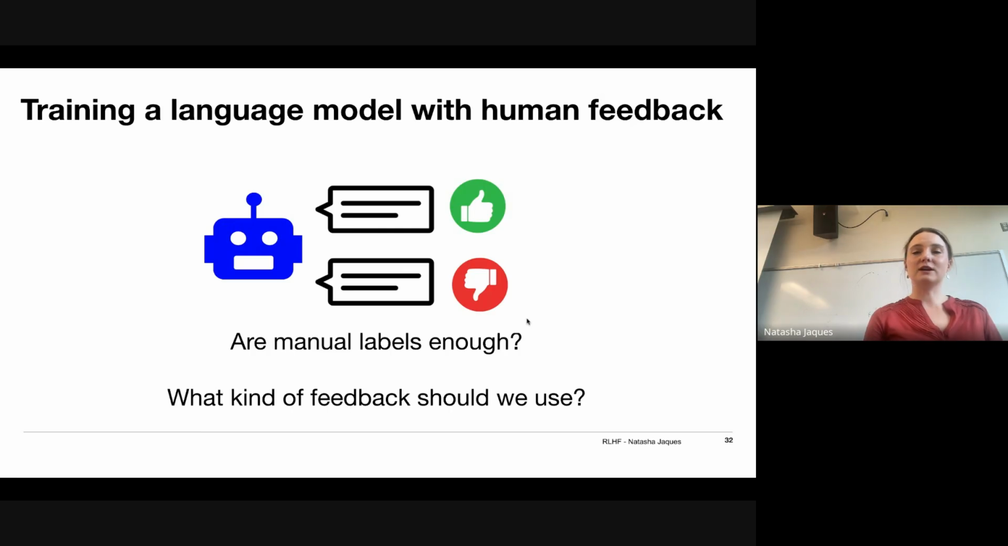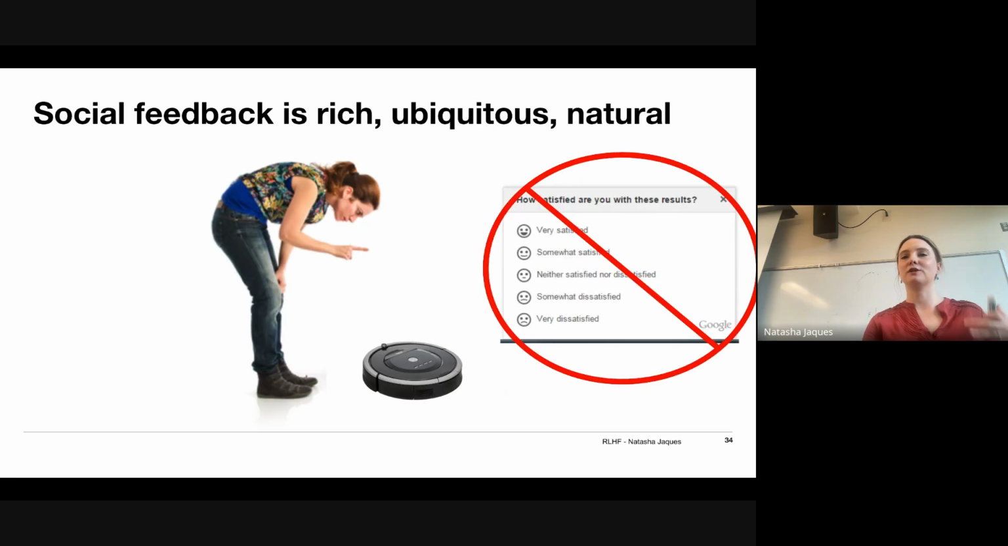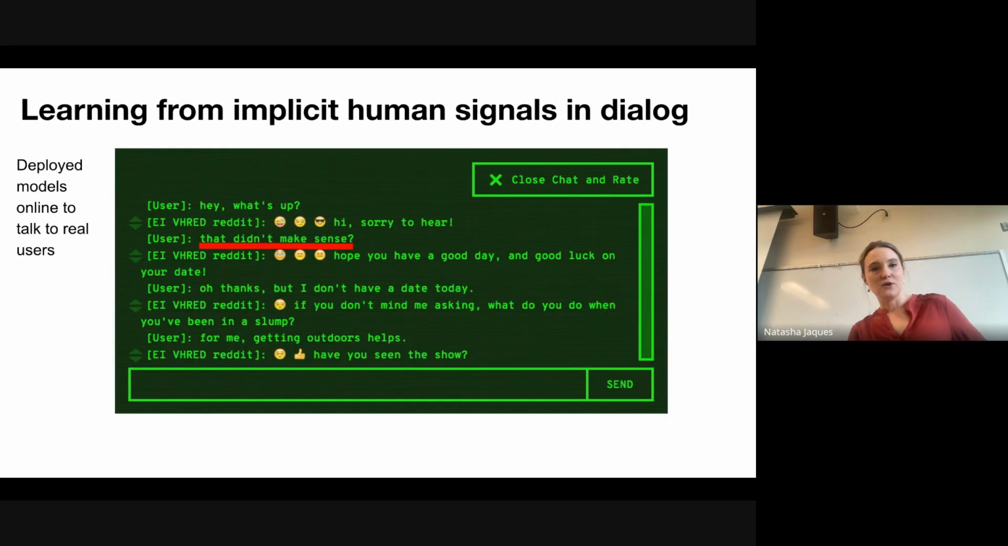Instead of doing something like manual labels, we took a different approach. I was very into this idea of social feedback because I think it's more ubiquitous and natural. You get it for free. So what we did was we built this system. This is now 2018, 2019, fancier LSTMs. You can see they're not that smart, right?